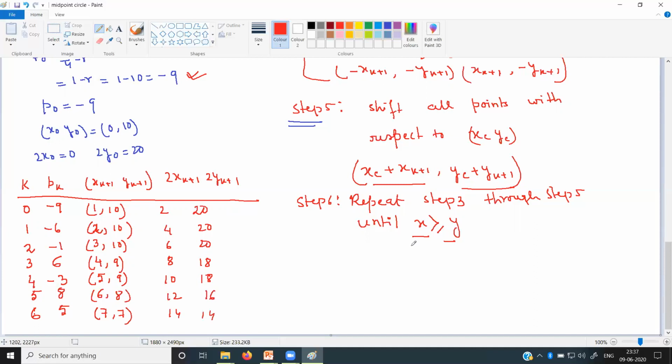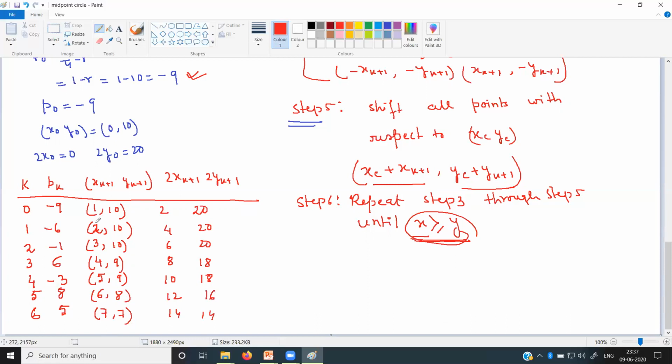Now you can see how far we have to proceed. We have to proceed until x is less than y. So here x is equal to y. So 7 is equal to 7. So I have to stop. So those are the points we got. Those are the points on the perimeter, on the arc of the circle for the first octant.